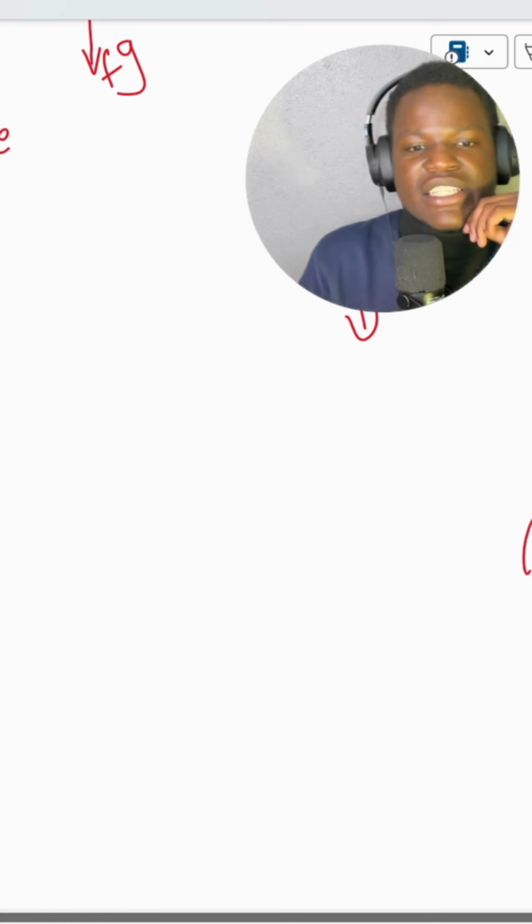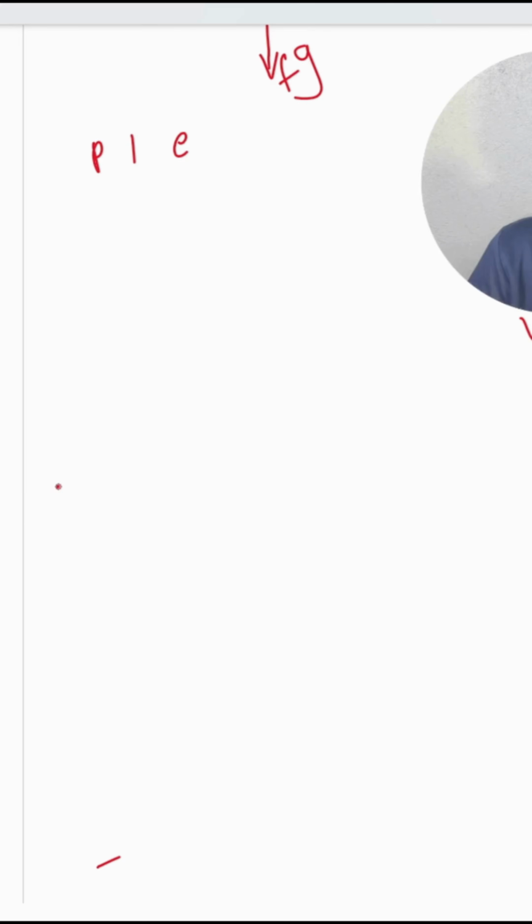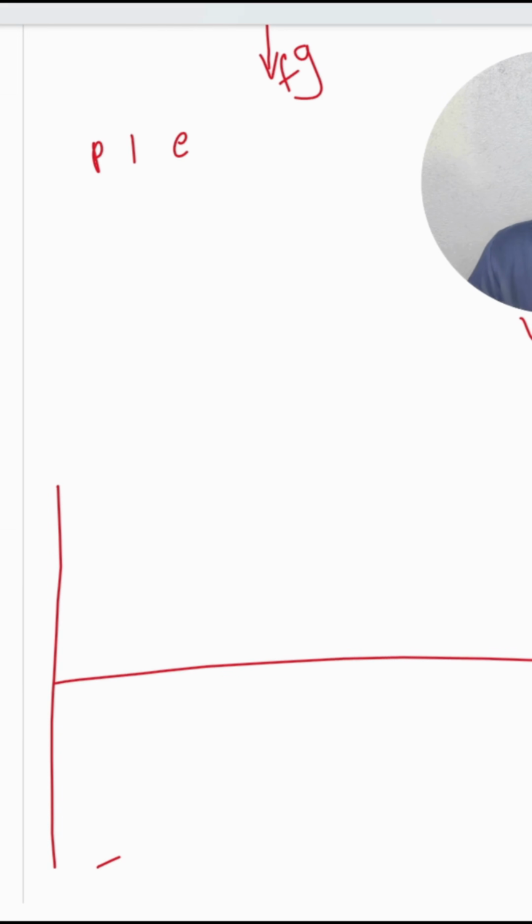It says to sketch a velocity versus time graph for the motion of the ball from the time it was projected until it reached the maximum height after it bounced. So what you have to know is first you have to choose a direction in the graph. Because here they didn't say we must use up or down as negative, we'll just use the one that we have been using for the whole of these calculations.